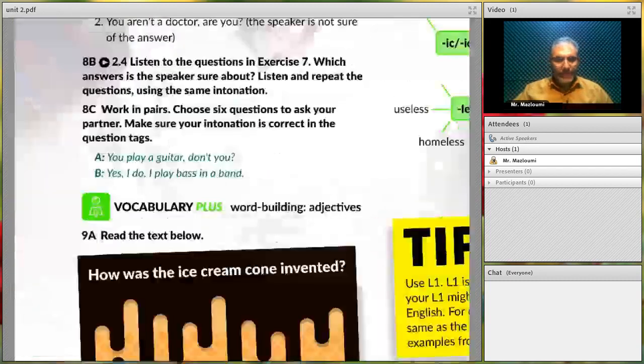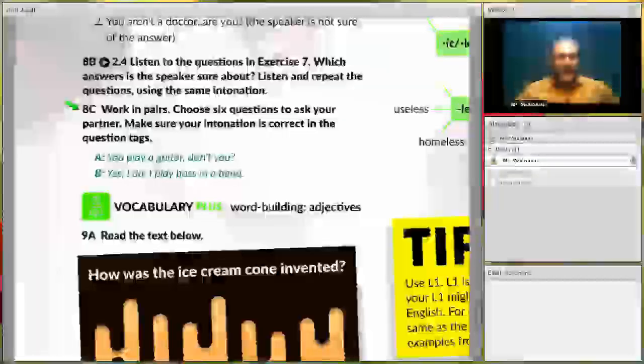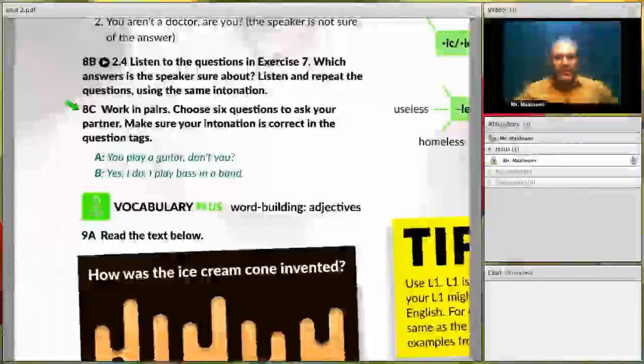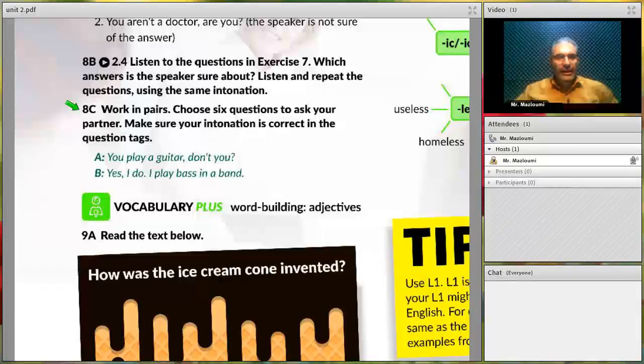Well, exercise 8C. Work in pairs. Choose 6 questions to ask your partner. Make sure your intonation is correct in the tag questions, in question tags. For example, you play a guitar, don't you? Yes, I do. I play bass in a band. Bass, everyone, means a bass guitar, a kind of guitar.